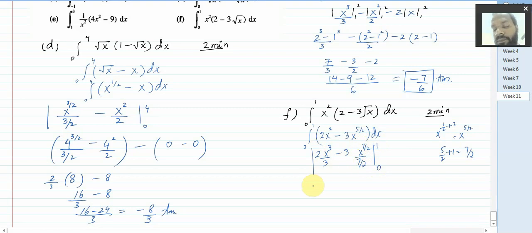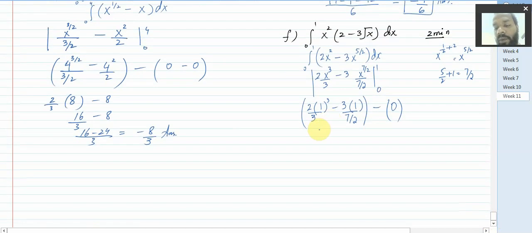Alright, so I'm going to place the upper limit first and then subtract the lower limit. So it will be 2 times, upper limit is what? 1 divided by 3, minus 3. Upper limit is 1. 1 to the power 7 upon 2, or 1 to the power anything, will be 1 divided by 7 upon 2. So here I have applied the upper limit. Now minus the lower limit. Lower limit is 0, and 0 to any power is 0 again. So we need to simplify this bracket only.